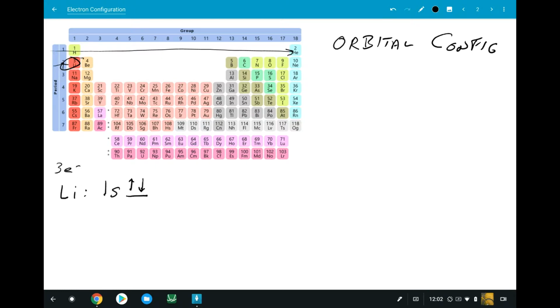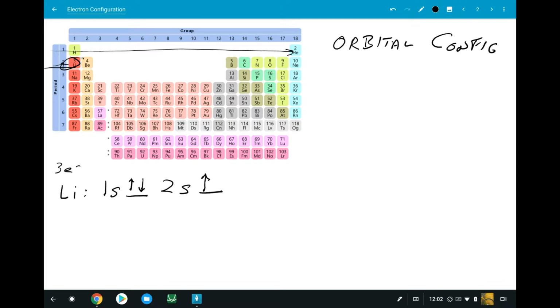Now I go to the second row, and now I'm in 2s, again 1 orbital, but since lithium has 3 electrons and there's only 1 square, it took 3 squares to get to lithium, so 1 arrow up. So 1 up, and that is the orbital configuration, the electron configuration for lithium.